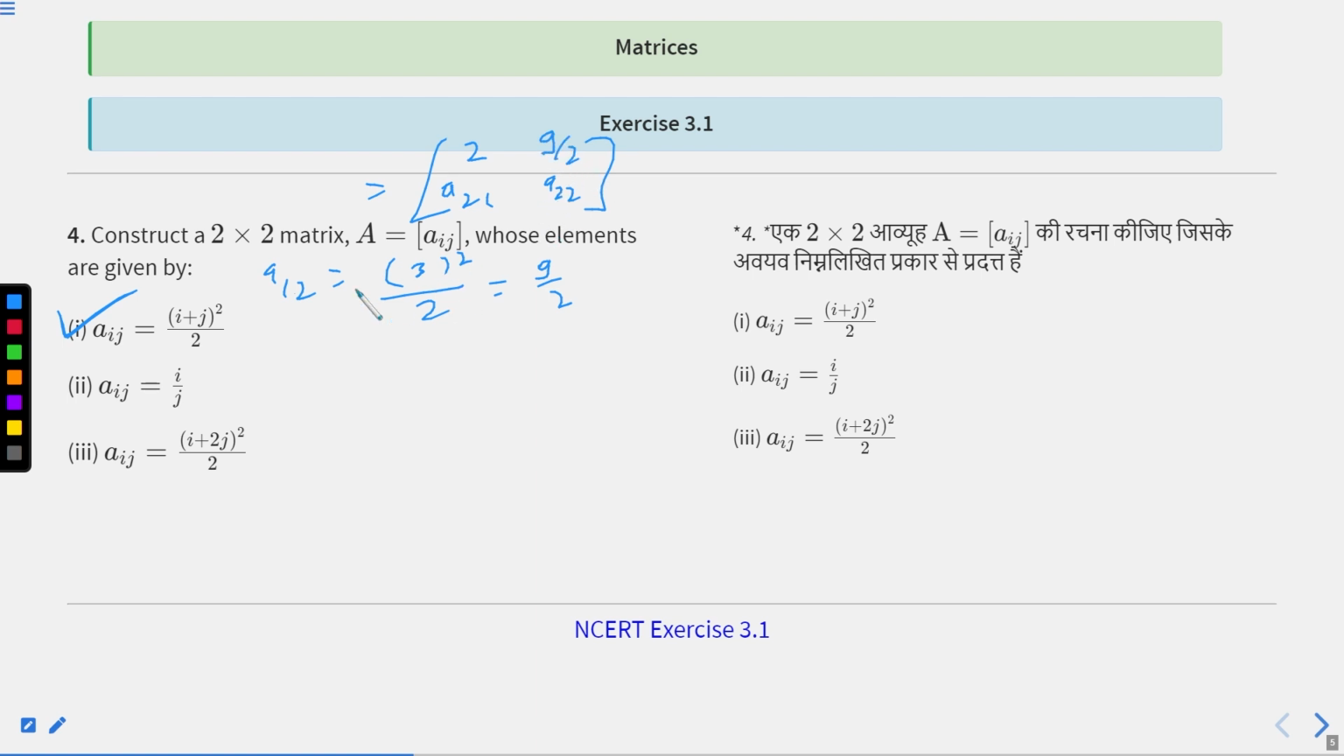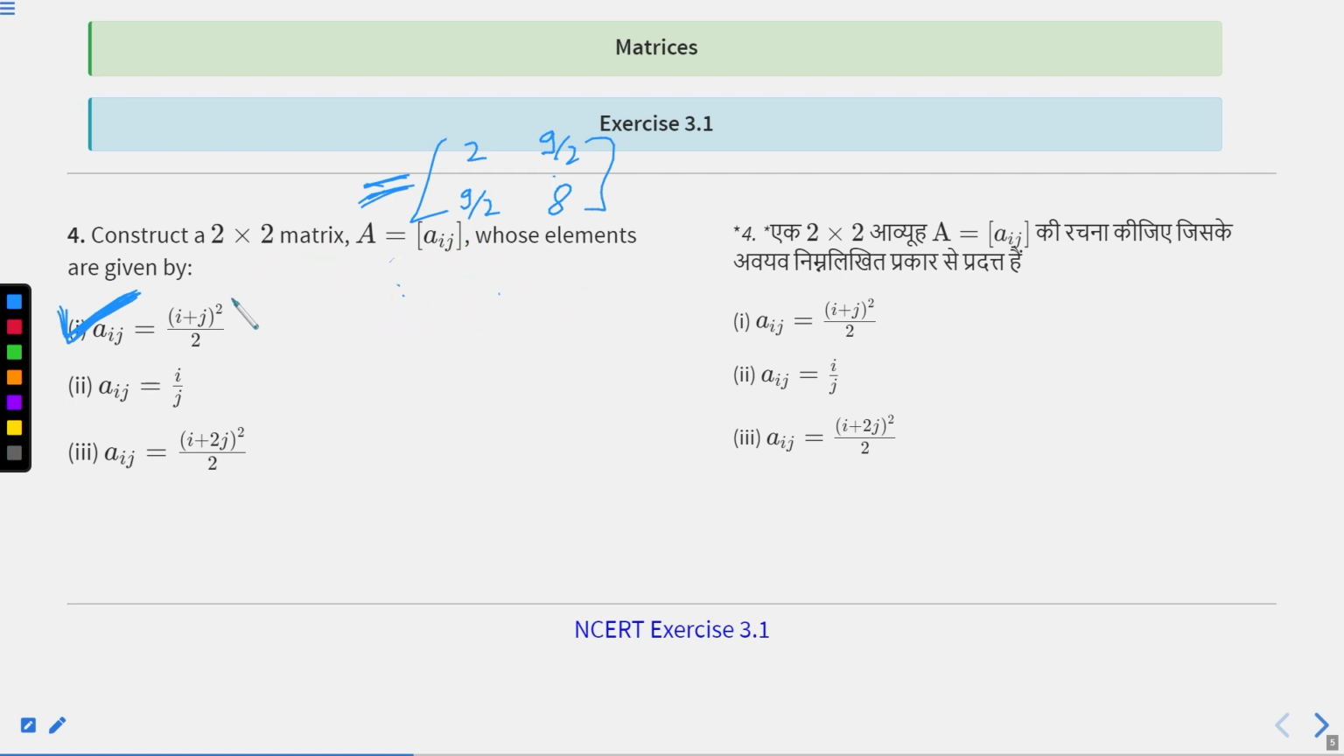Clear? Now 2, 1 means 2 plus 1 means 3, means 9 by 2. So same, you will get 9 by 2. Now 2, 2 means 2 plus 2 means 4. 4 square means 16. 16 by 2 means 8. So you will have the last entry as 8. So for this part you will have this as your matrix: 2, 9 by 2, 9 by 2 and 8. Okay, I hope that it is clear.